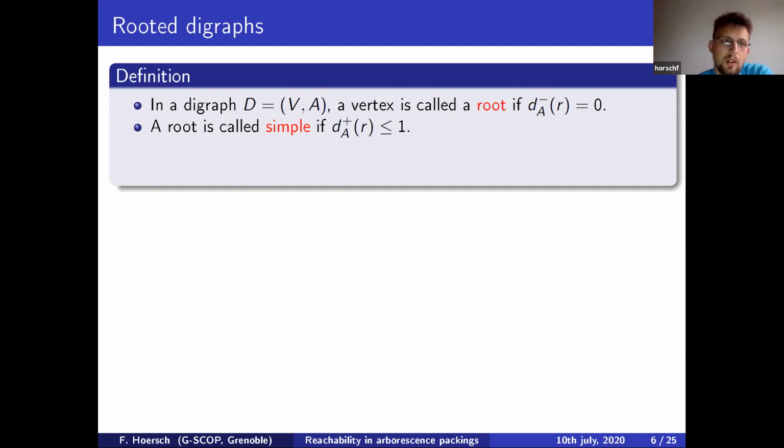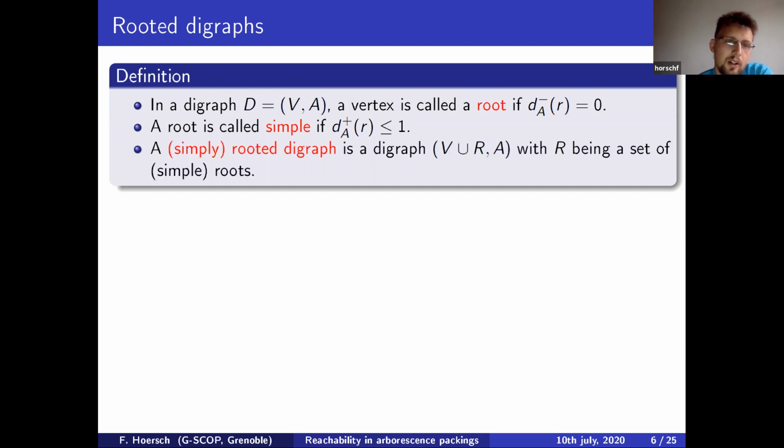Okay. And now the objects I consider I will call rooted graphs. But this is where, as I said, I have separated the vertices and the roots. And this is just a digraph, and these two sets are separated in some way. And all the vertices in R are roots. And if they're all simple roots, then it's a simply rooted digraph.